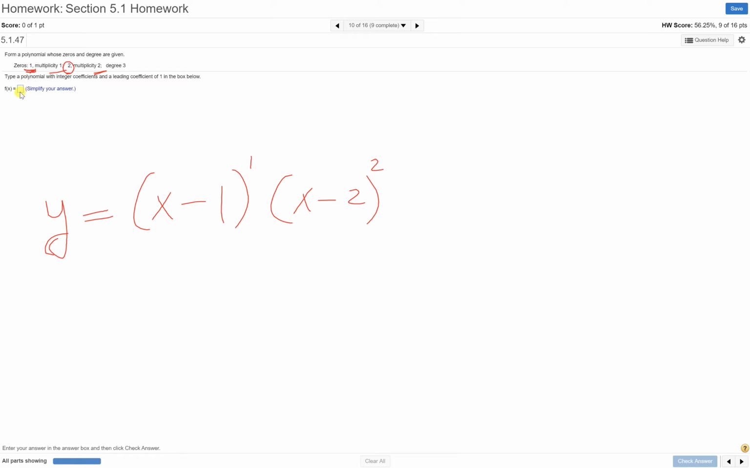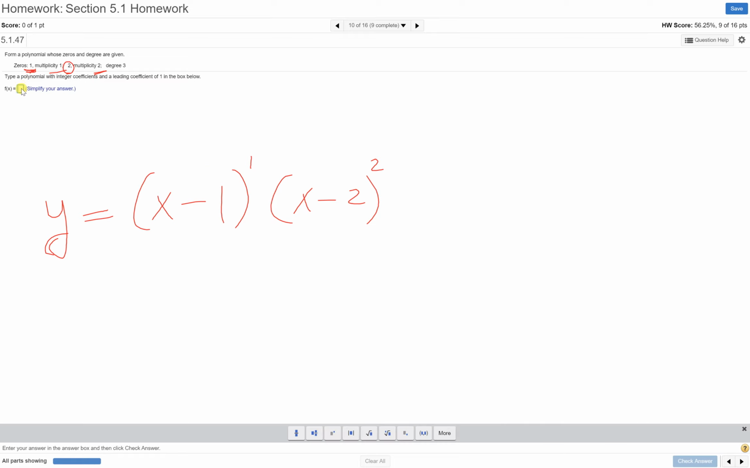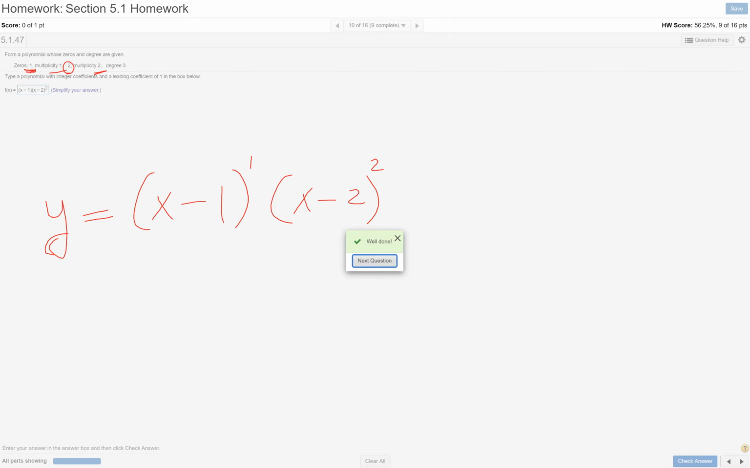And let's see if we got it right. So we're going to go ahead and type this out. We're going to say x minus 1 times x minus 2 raised to the 2nd power. And let's see. It says, well done. Excellent. Let me clear this up before we move on.